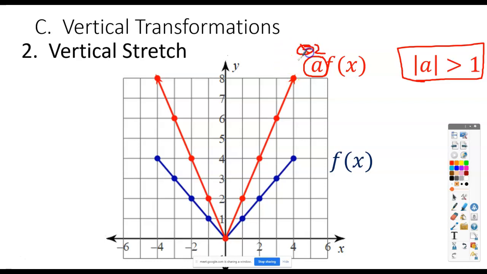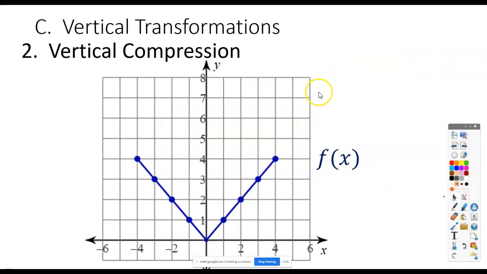So the negative doesn't affect the stretch. What the negative does is it just flips it upside down. It's the number itself, without the sign in front of it, that determines whether it's a stretch or not. So that's why we have the absolute value here. So if the absolute value of the number, meaning regardless of the sign, is greater than 1, then that's going to stretch the function.